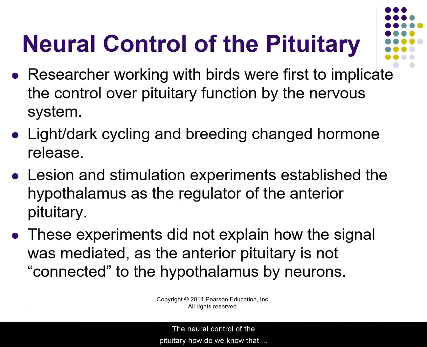The neural control of the pituitary. How do we know that the pituitary gland is being controlled by the hypothalamus? Well, some researchers looked at bird subjects, and they looked at the light-dark cycling also, and breeding changed hormone release. They looked at lesions and stimulation experiments, which established the hypothalamus as the regulator of the anterior pituitary.